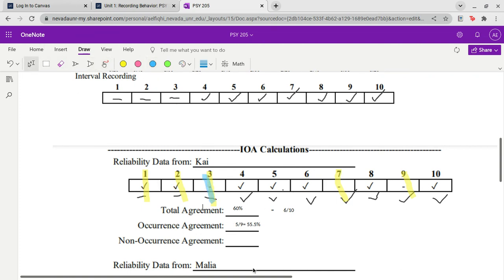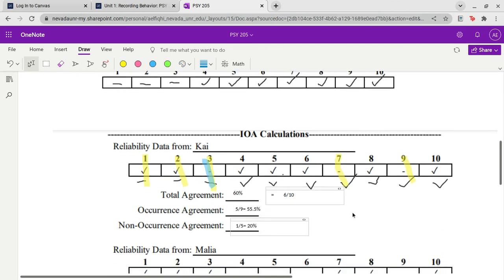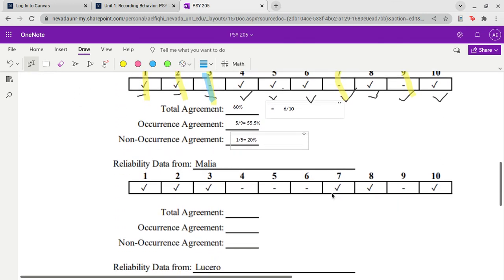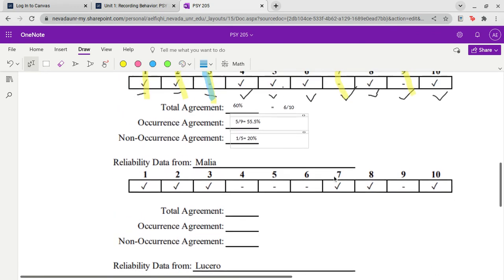So we have one non-occurrence agreement out of 5 intervals. And so that is going to be 20% non-occurrence agreement. So we're going to go ahead and do the same thing with the other 2 observers.